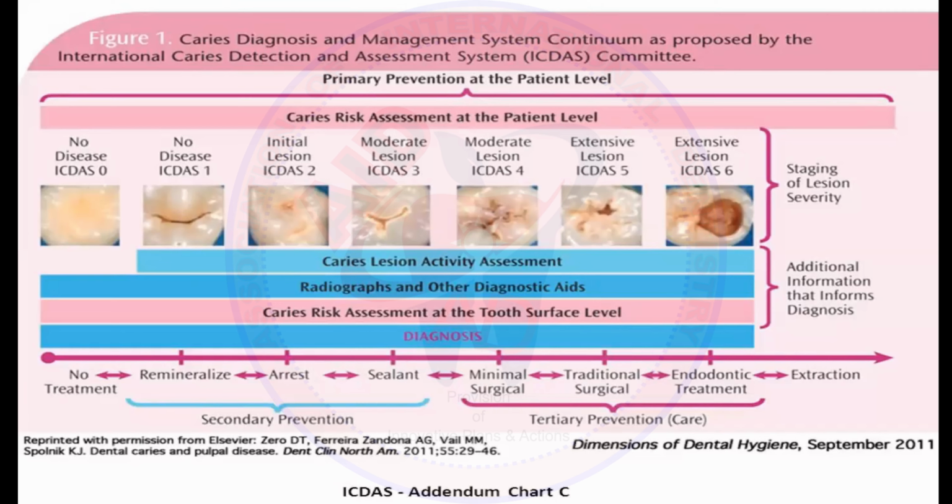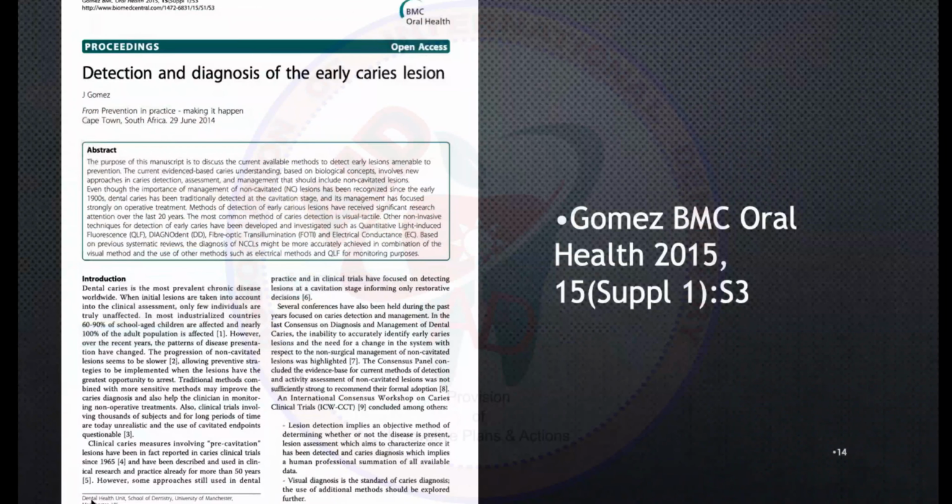And then you can see on the downside, for ICDAS 0, no treatment is needed. Then we go ahead with remineralization, then arrest of the lesion, then sealants, minimal surgical, traditional surgical, and in case of extensive lesions, we go ahead with endodontic treatment, and if it is not successful, we go ahead with extraction of the teeth. This is how this classification system can detail things for you.